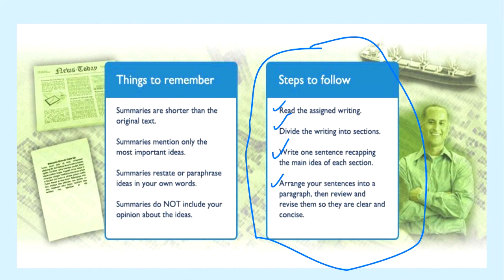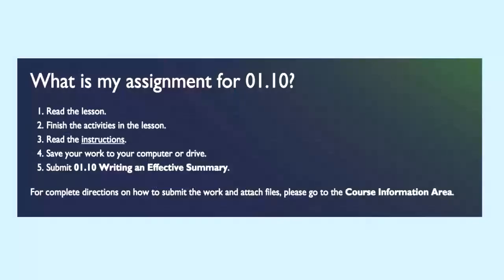Okay, so let's look together at what your assignment is. So what is my assignment for 1.10? Everyone go to page 11 of lesson 1.10. So we're all looking at this together. The first thing you want to do is read the lesson. We've talked about that. And then you want to finish the activities in the lesson. We've done that. Let's pretend we've done both of those. Check, check. And then we want to read the instructions.